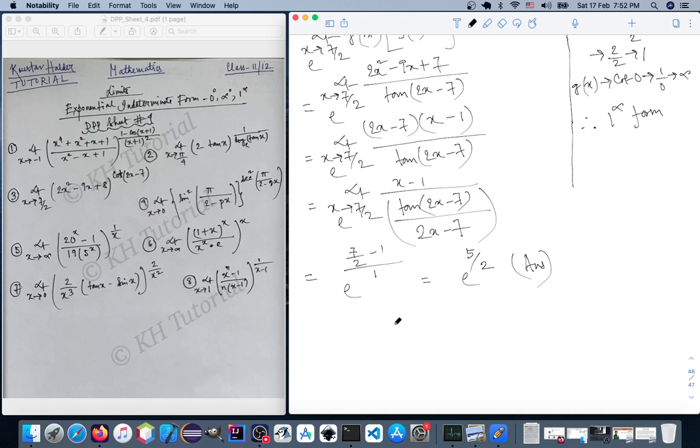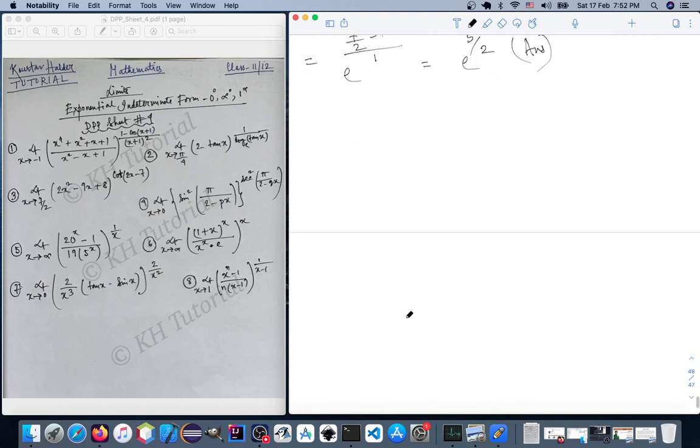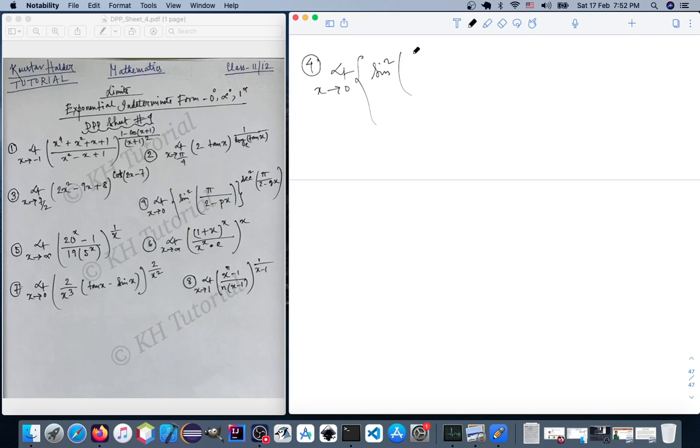Let's see the next problem. This was number 3. Number 4 says limit x tends to 0 of sine square of pi by 2 minus px, to the power of 1 by cos square of pi by 2 minus qx.